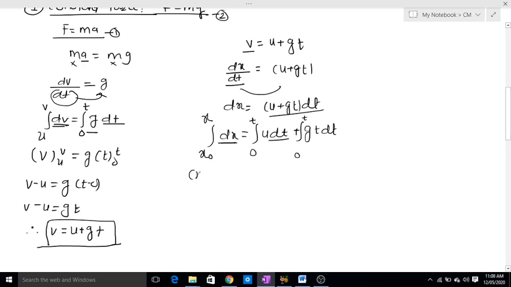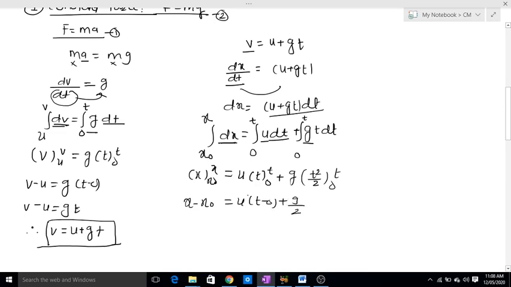Integral of dx is nothing but x, from x0 to x. Here u is constant because you are integrating with respect to t, and integral of dt is t. Initial, final. Here g is also constant. Integral of t is nothing but t square by 2, from 0 to t. x minus x0, first upper, then lower. Here I am taking 1 by 2 constant outside, t square minus 0 square.